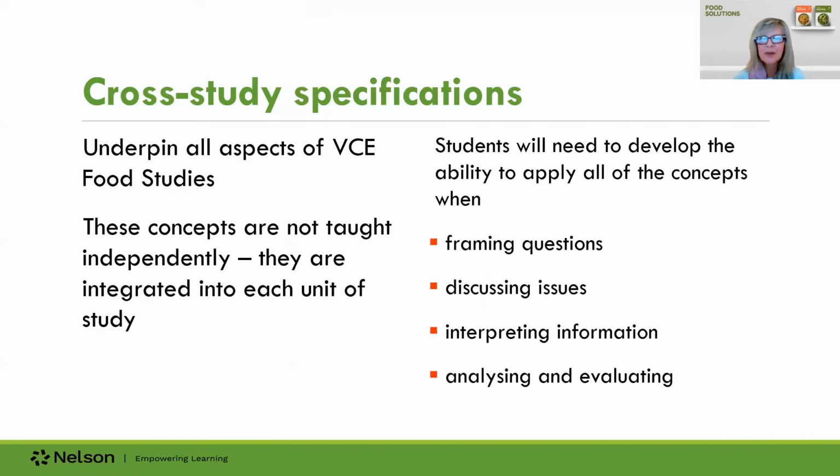Great. So I'm going to talk about the cross-study specifications, and it's certainly something that we'll need to get our head around. They're found on page 9 of the study design, and we need to consider when we're developing our program how the students will then need to apply the concepts in questions, when they're discussing or debating issues, when they're interpreting information, when they're analysing and evaluating data. They're not to be taught independently, but they're taught and integrated along each of the 4 units. So it is a slightly different way that we've worked before.